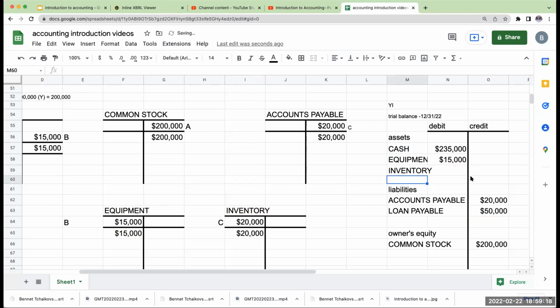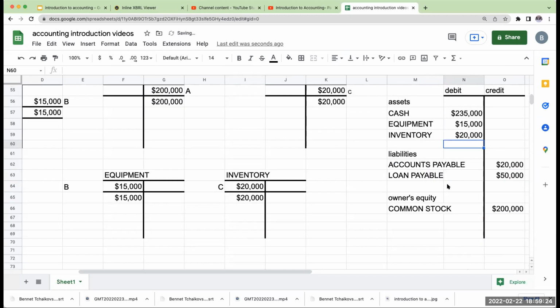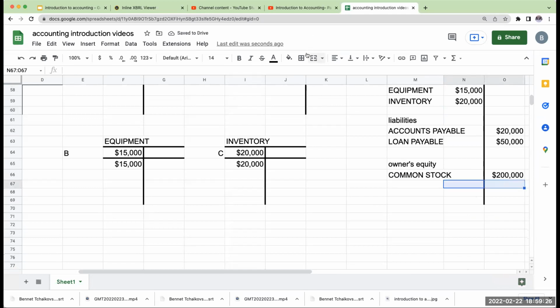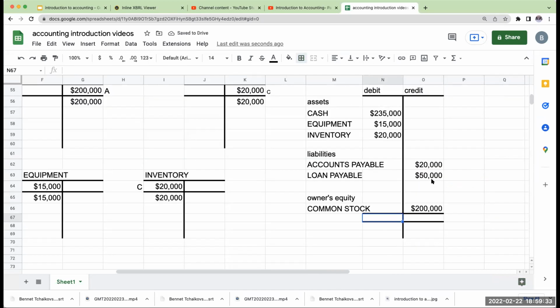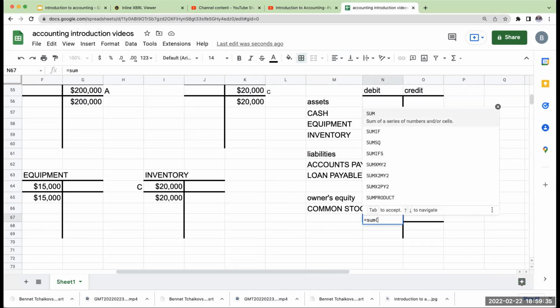I have inventory. My inventory is also an asset at $20,000, unless we're doing Narcos and then it's a liability and we're going to be in jail. We don't want to go to jail. Right over here, or maybe, I don't know. No, we don't.